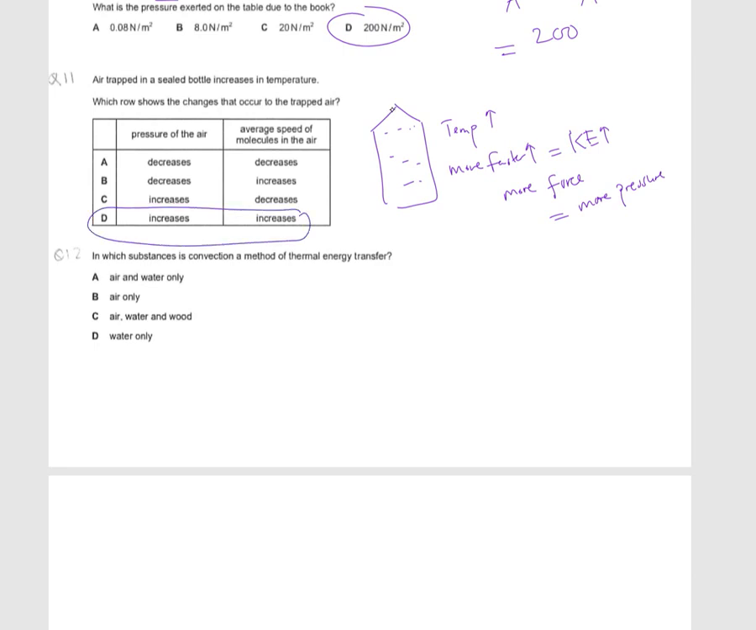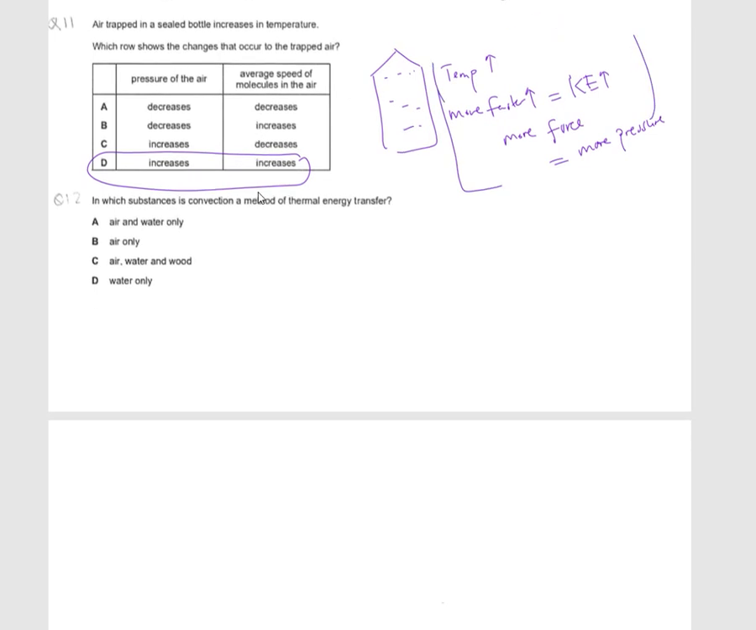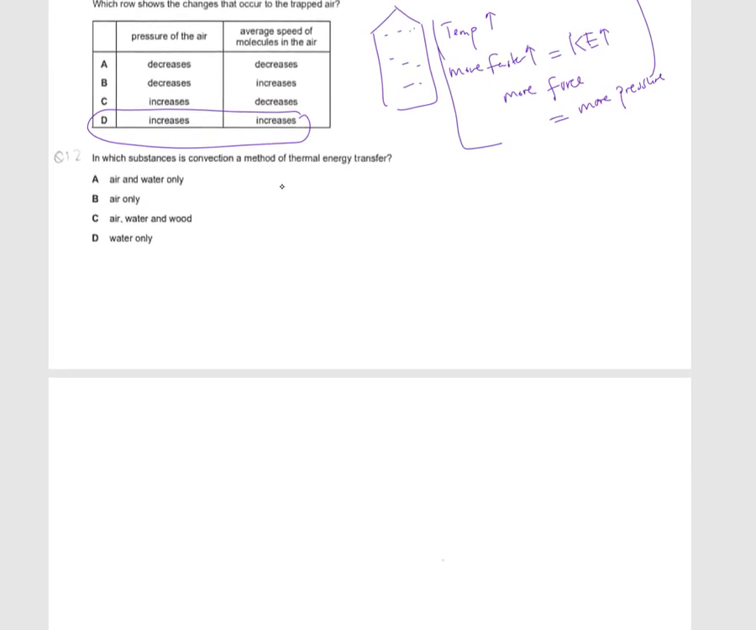Again, I need to see that you've written this part down. Good. Now, convection is what? Convection is only in fluid. So fluid is gas and liquid. So which one is gas and liquid? Here we go.